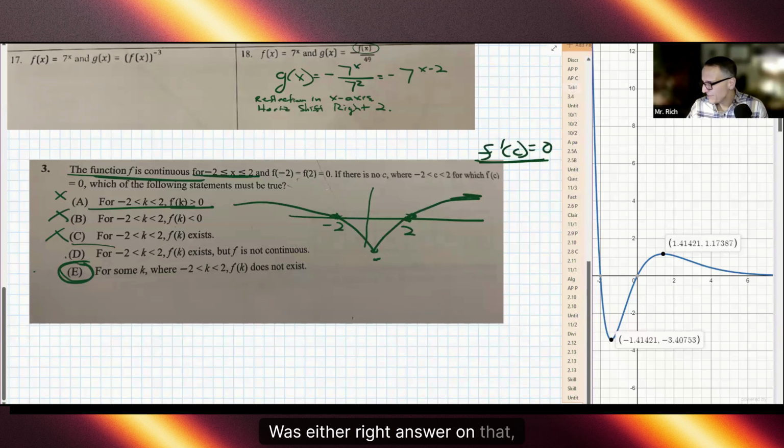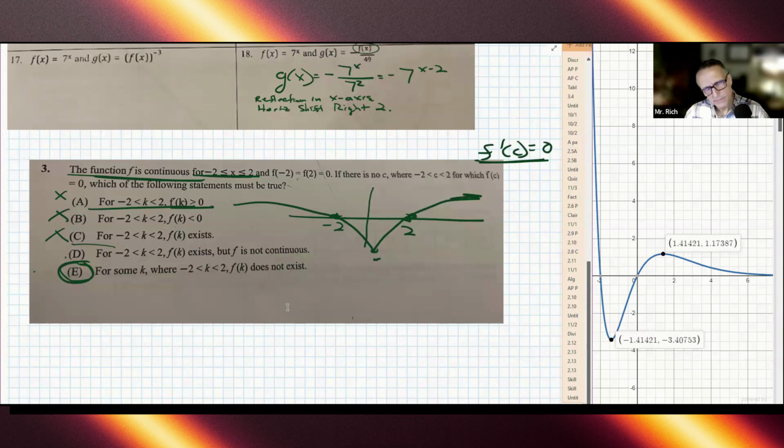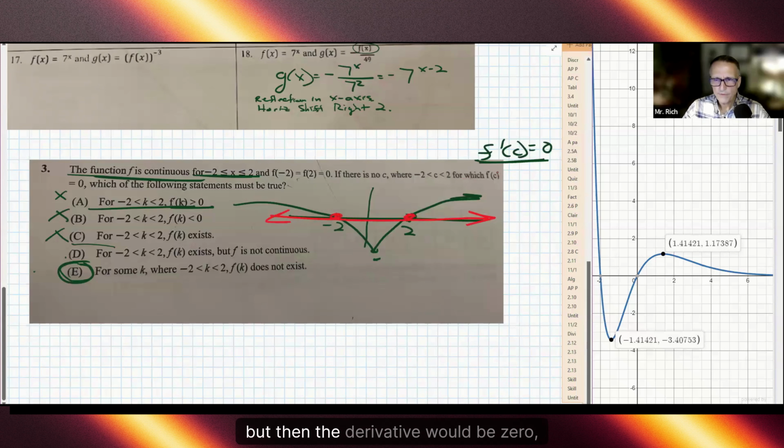Was E the right answer on that? Do you know, Taylor? Yeah, okay. But I'm going with E there. I can't think of any other explanation as to how that could happen. There's only one other thing that just popped in my brain, unless it was this function. No, but then the derivative would be 0, so that wouldn't work either. Okay, so I'm still going with E. That's what I'm betting on there.